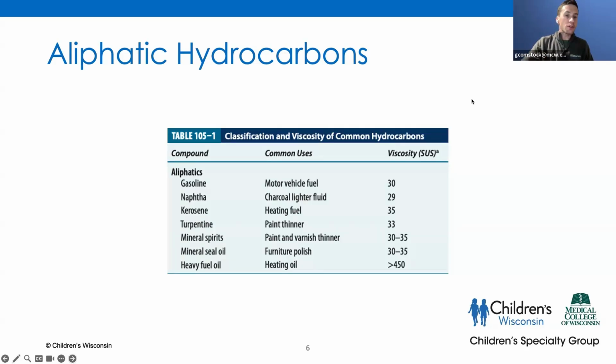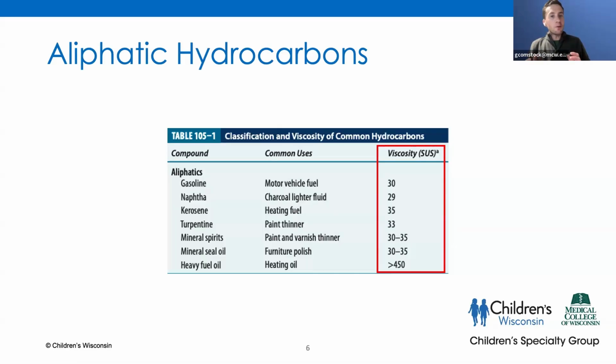I like this chart so much because of this column on the right-hand side that shows the viscosity. And this is the most important physicochemical property for the aliphatic hydrocarbons because this viscosity, the really low viscosity for most of these, and the thin nature of these liquids is what informs their primary mechanism of causing toxicity, which is aspiration.